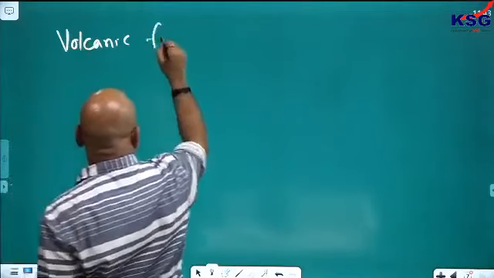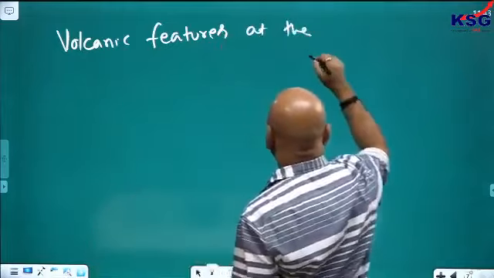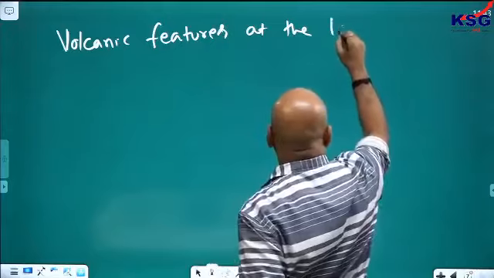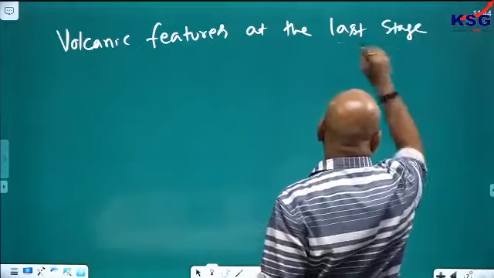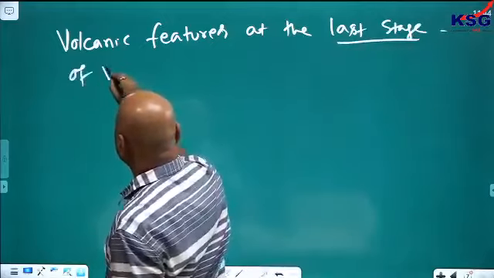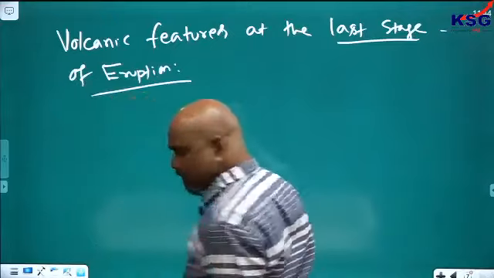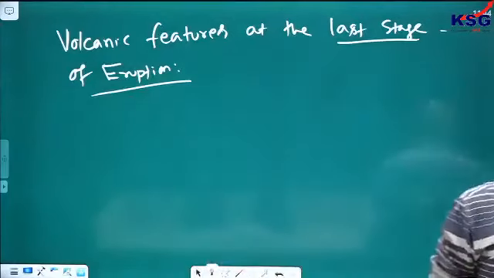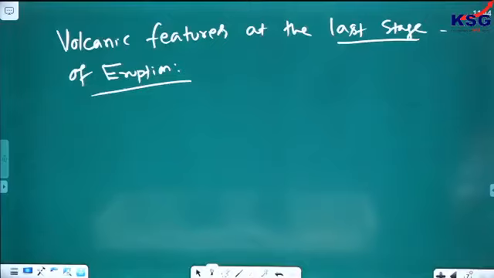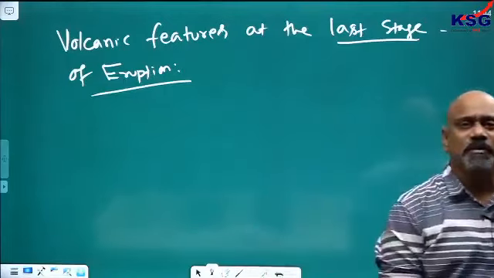Volcanic features at the last stage or fragment of eruption. Before the death of a volcano, before the complete ceasing of volcanic eruption, the volcano emits different gases. As some of you have pointed out, sir, what are the gases it usually emits? Let me tell you the different types of gases it emits.